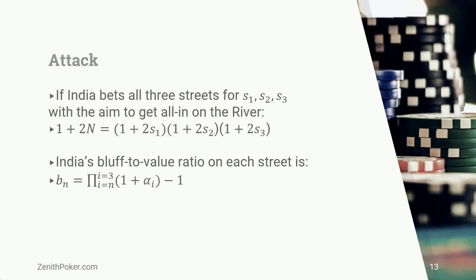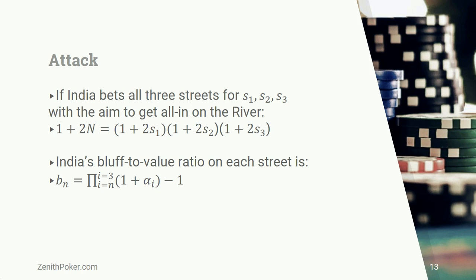Now if she bets all 3 streets, S1, S2 and S3, aiming to get all in by the river, then the pot size on the river, 1 plus 2n, which is the pot size to start off with, plus both players' stacks, is equal to (1 plus 2s1) times (1 plus 2s2) times (1 plus 2s3), which is the amount that the pot grows on each street multiplied together. And so her bluff to value ratio on each street is given by this formula here. Bn is equal to the product of (1 plus alpha i) minus 1.